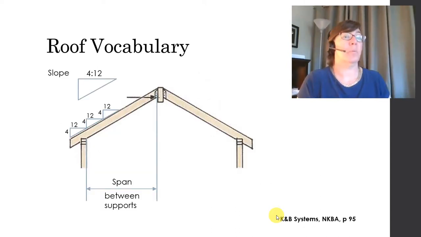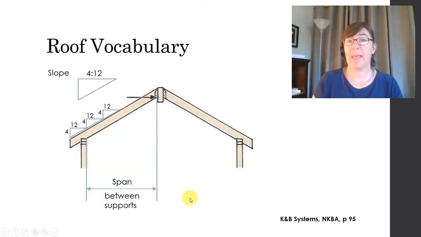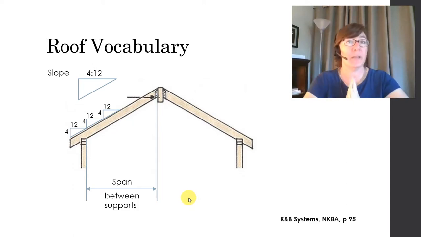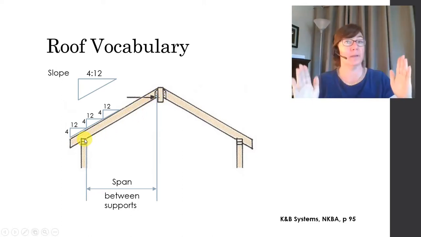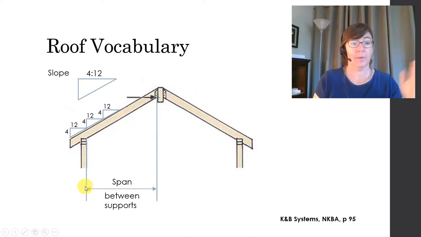Let's learn a couple more words. The first one is span. We've already talked about this for floors, but interestingly, for roofs, it's just slightly different. The span is not this distance from here to here. It's actually measured horizontally, okay? And so the span would be from here to here.